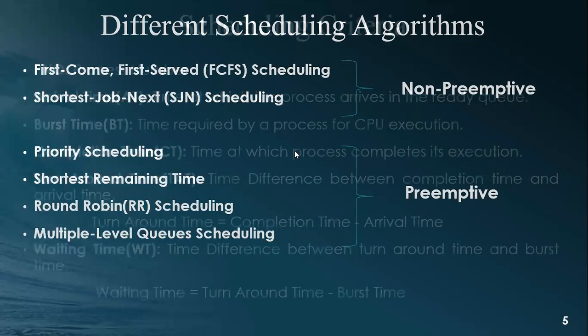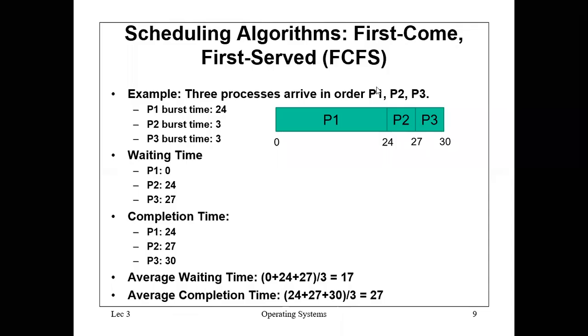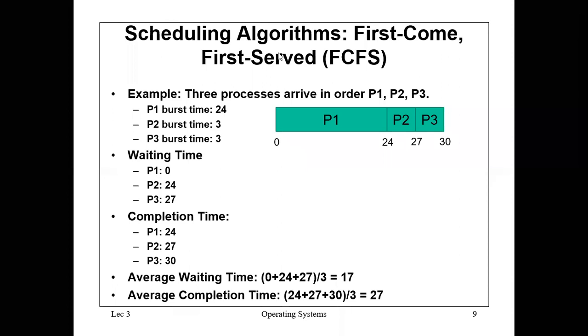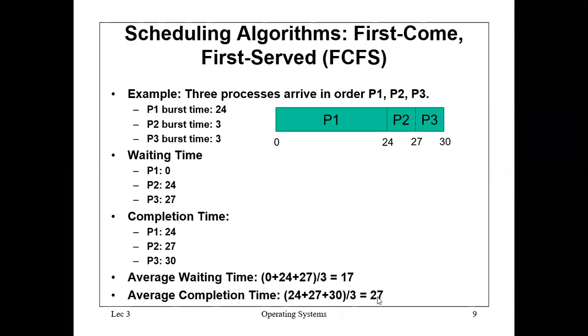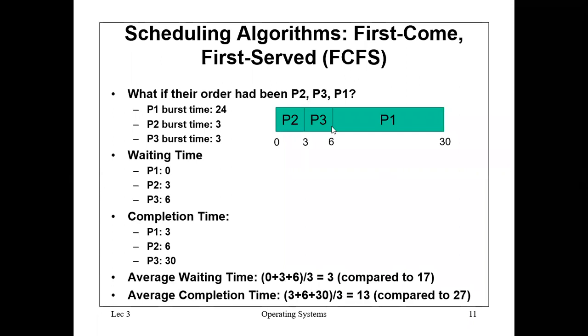Let me go back to the discussion again. Let me close this slide. This was the example I was talking about, first come first serve. Initially, when process one with the 24-second burst time came first, it took overall 17 seconds and 27 seconds in average waiting time and average completion time. But when we changed the order and P2 and P3 came first, it dropped to only 3 seconds and 13 seconds.